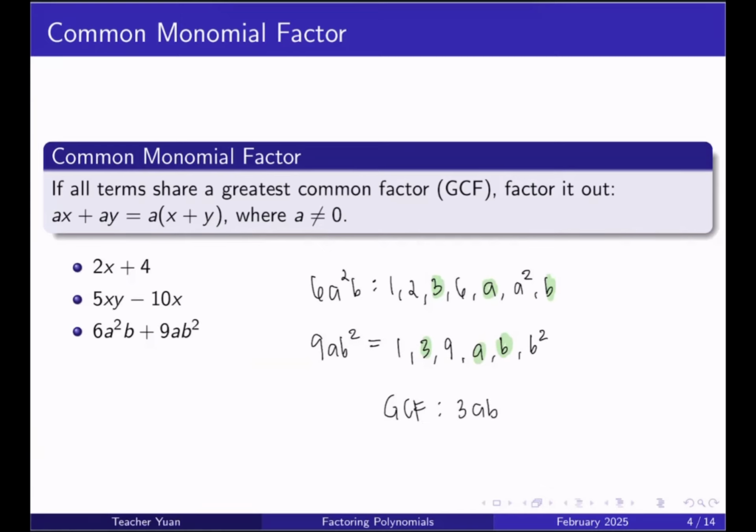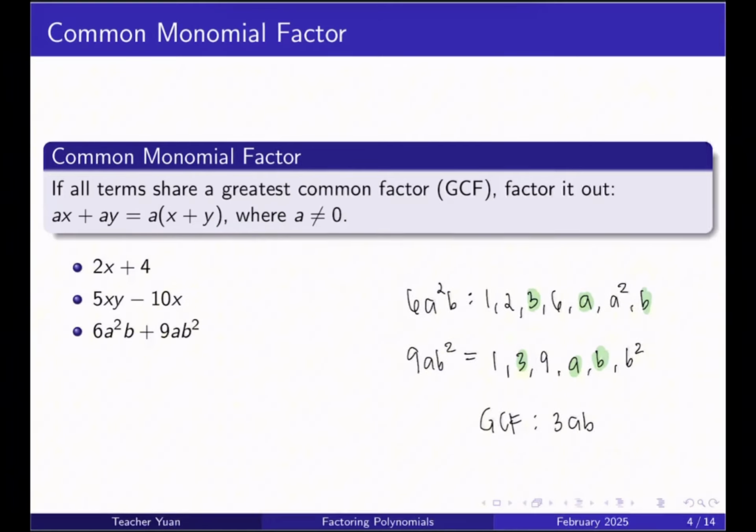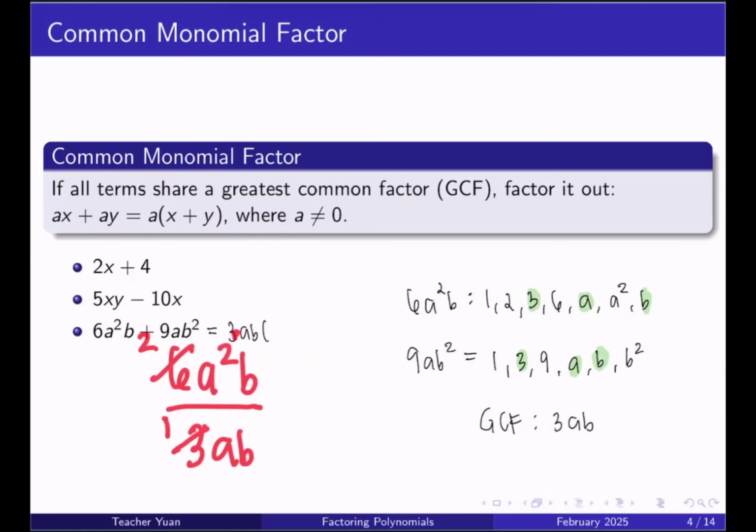So now we can rewrite or factor our expression. So this is now equal to the GCF 3ab times each term divided by the GCF. So we have 6a squared b divided by 3ab. That is 2. A squared divided by a is going to just be a, and b will cancel out. So our final answer here is 2a.